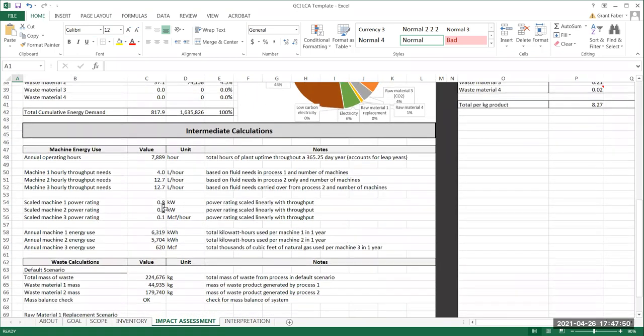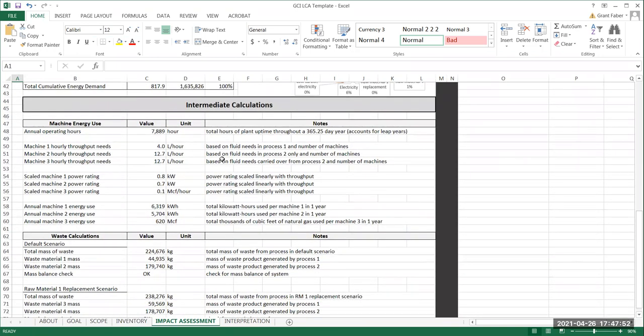Starting with intermediate calculations, these are essentially calculations that are necessary as part of the life cycle inventory, but we didn't want to include them on that worksheet because of what we said before about it not being desirable to have different formulas on the inventory sheet, because someone may be altering that data in the future.